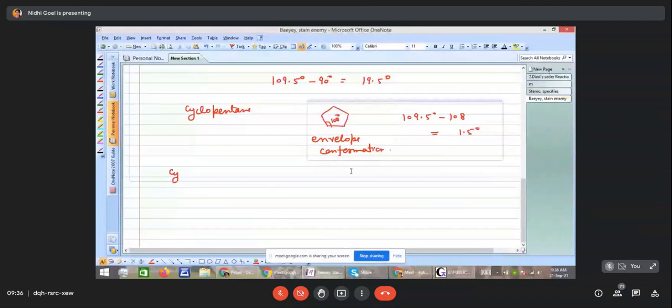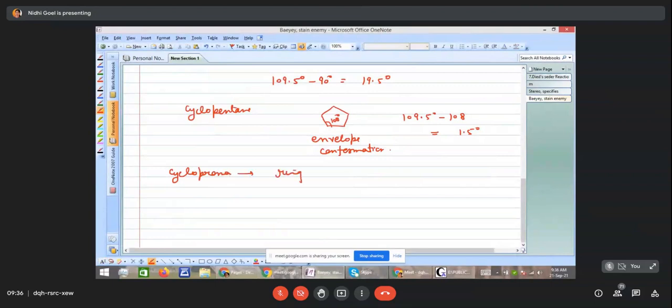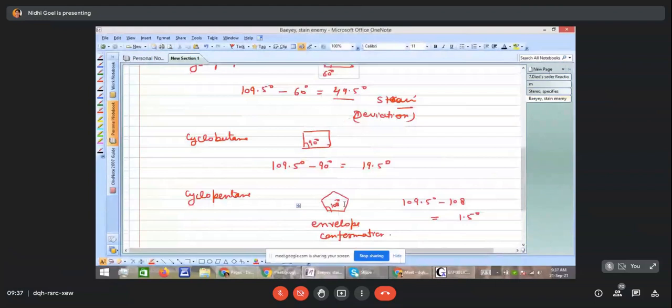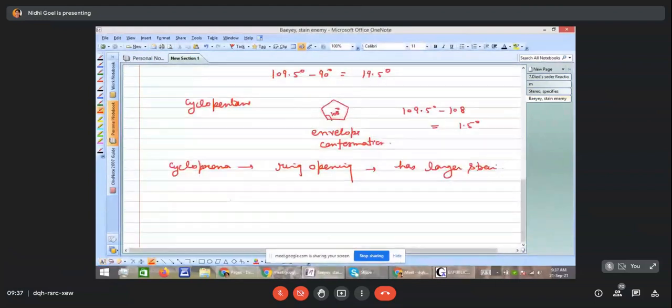These are some examples according to Baeyer strain theory. The main hypothesis of Baeyer strain theory is that the deviation from the normal tetrahedral angle produces the strain. So he says that cyclopropane undergoes ring opening because it has larger strain as compared to cyclobutane, which has 19.5. So which one is stable? Cyclobutane is more stable as compared to cyclopropane.